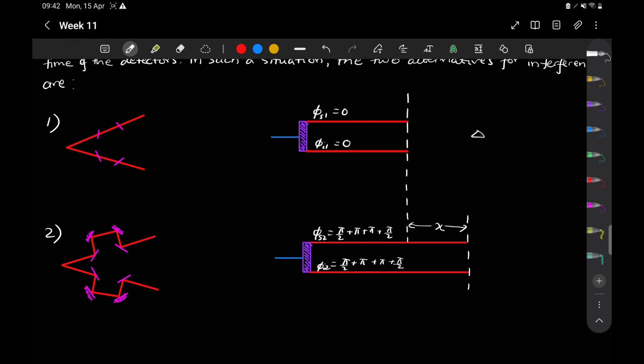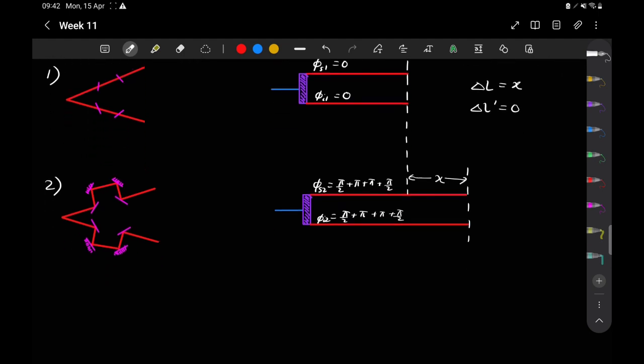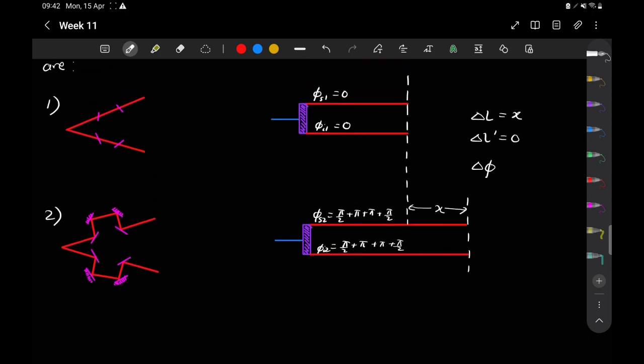Now in this case we can clearly see delta L is x, this extra path. Delta L prime is 0 because both the signal and idler path lengths are the same. And delta phi, so this is pi by 2 plus pi plus pi plus pi, that makes it 3 pi, and 3 pi here, 6 pi. So minus 6 pi, because here it is 0, this minus this, which is equivalent to 0 when you take mod with 2 pi.